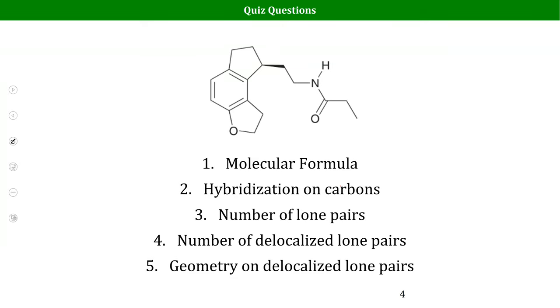And then specifically, I redefined this in the problem, but delocalized just means lone pairs that you can draw resonance structures with. If they're delocalized, they're able to be spread out more than we would normally expect a lone pair. So if it's a lone pair that can participate in resonance, we call that delocalized. So out of all the lone pairs that you can find here, how many of them are delocalized?